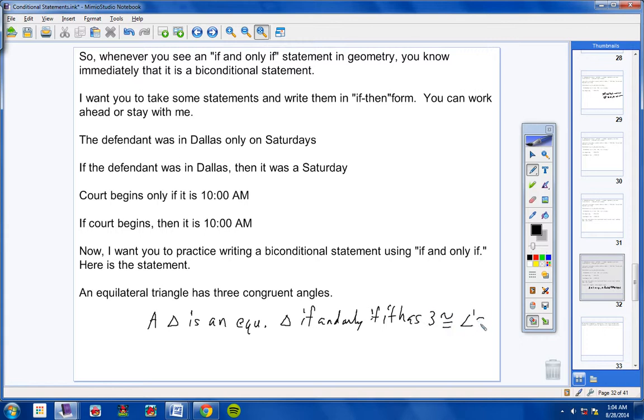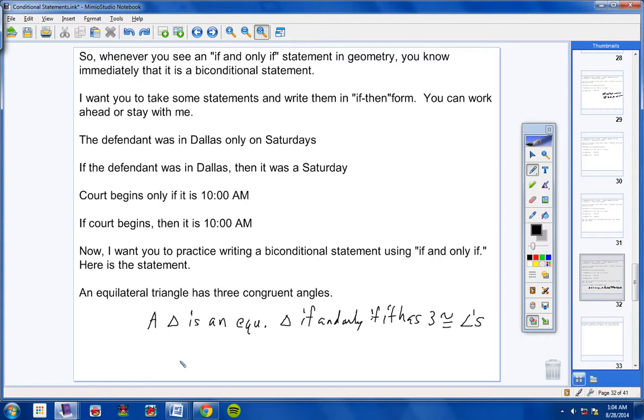A lot of symbolism you can use in geometry, by the way. So I took the first part. Notice when you're writing a statement using if and only if, you don't start off with if like you do in an if-then statement. You don't do that, okay? So I took the first part, equilateral triangle, and I put that first, which is fine. A triangle is an equilateral triangle if and only if it has three congruent angles.